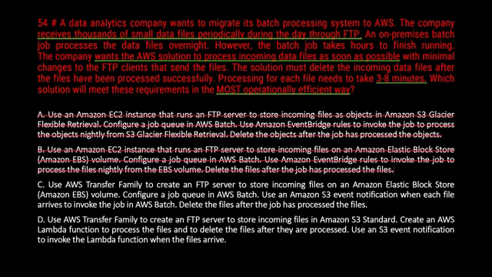Then we have an S3 event notification when each file arrives to invoke the job in AWS Batch. So whenever you put a file on S3, that event notification invokes the job in AWS Batch, then deletes it. Here it's kind of similar, but if you look at this, do you really want to use Batch for each file processing? Because a file takes only 3 to 8 minutes, whereas AWS Batch is kind of used to run processes that run for hours, etc.